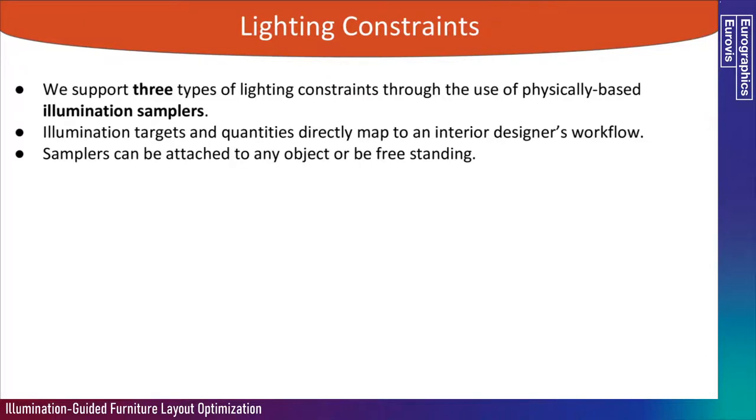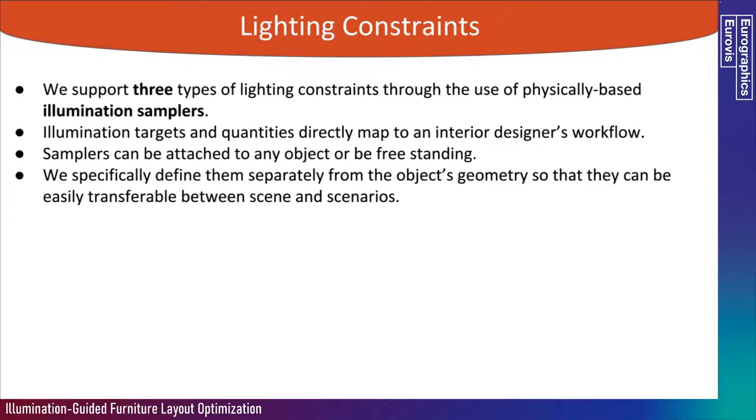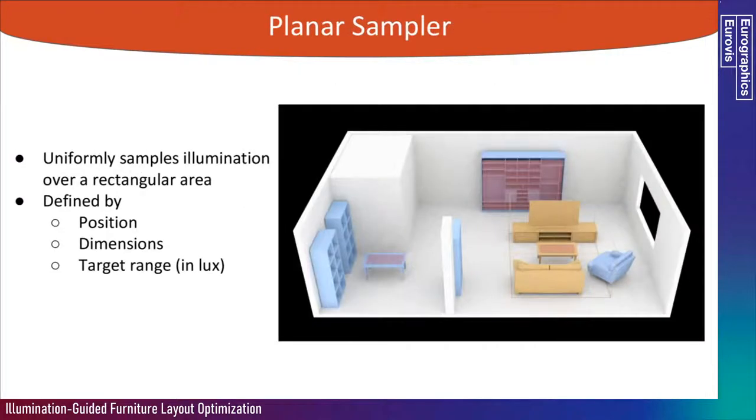Samplers can be attached to any object, therefore respecting its movement, or be freestanding. We define them separately from the object's geometry so that they can be easily transferable between scenes and scenarios. Firstly, we have planar samplers, used to uniformly sample illumination over a rectangular area. They are defined by their position, dimensions, and target illumination level range in lux.